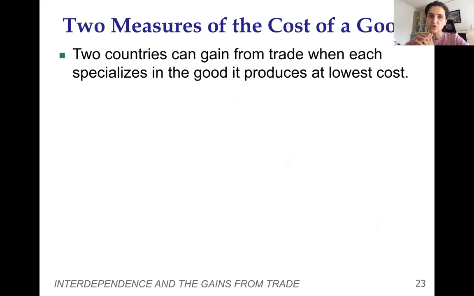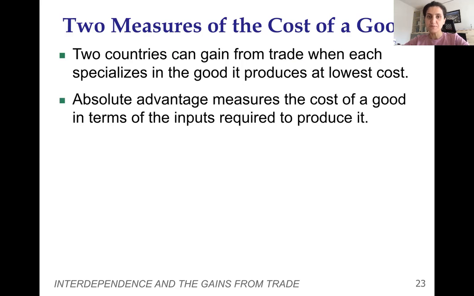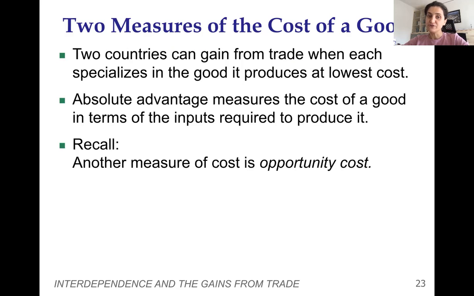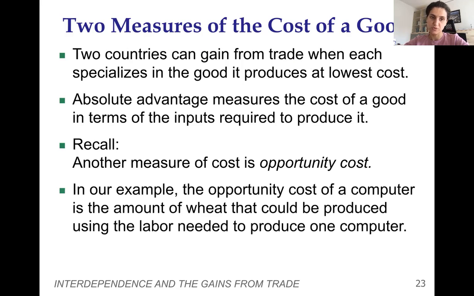there are two measures of the cost of a good. Two countries can gain from trade when each country is specialized in the good it produces at the lowest cost. While talking about the lowest cost, we are considering the opportunity cost of producing that good. Absolute advantage measures the cost of a good in terms of inputs required to produce it. Another measure of the cost is opportunity cost. For the comparative advantage, we are going to talk from the opportunity costs.